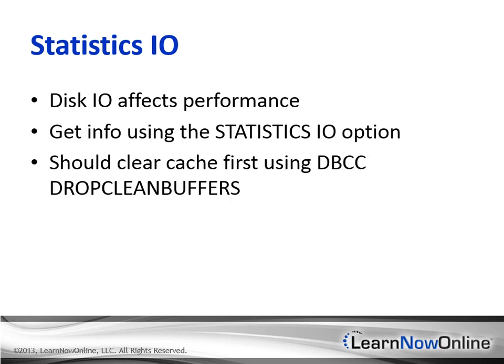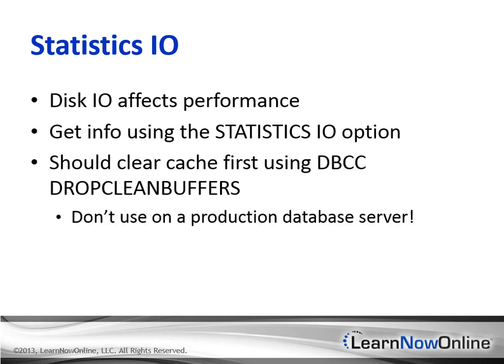To get the best information for the query, without any efficiencies from data buffered in memory, you should first clear the cache using the DBCC DROPCLEANBUFFERS statement. But this is something that you shouldn't do on a production server unless you really want to decrease performance. So let's take a look at how you can use SET STATISTICS IO.